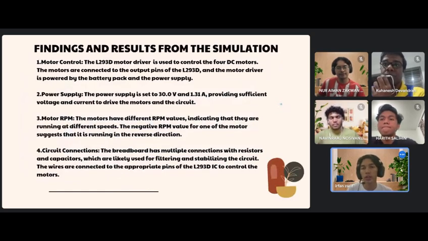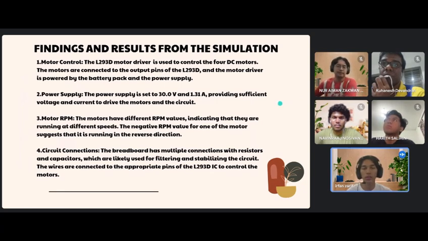And the result that we obtain from the simulation at Tinkercad is the motor control. The model of motor driver that we use is the L293D. We use that motor driver to control the 4 DC motors. The motors are connected to the output pins, and the motor driver is powered by the battery pack and the power supply. For the power supply, we set it to 30 volts and 1.31 amperes. These values are sufficient for both voltage and current to drive the motors and the circuit. So it is a good value to run the simulation.